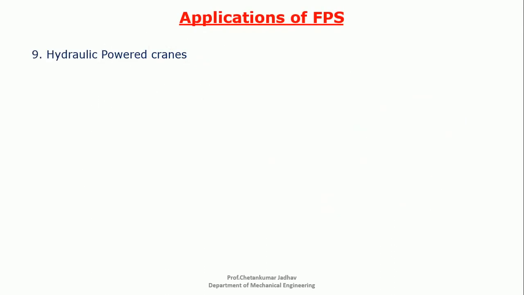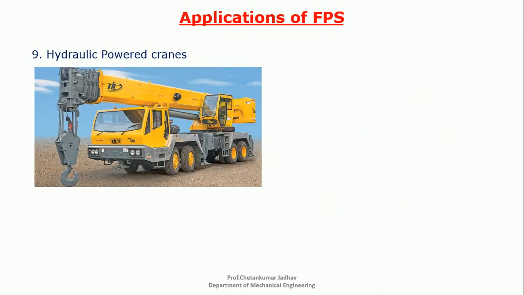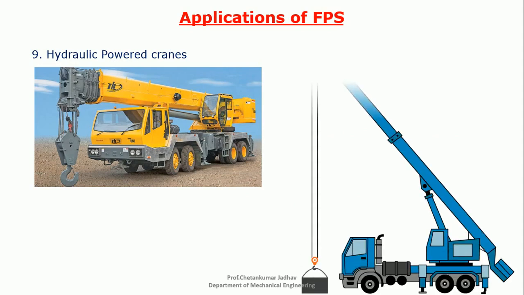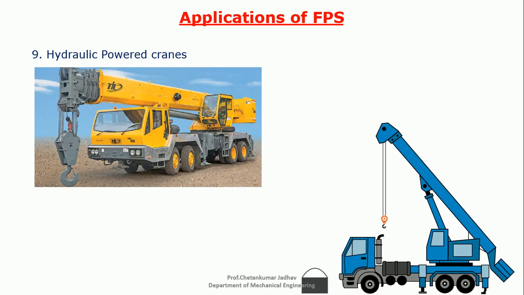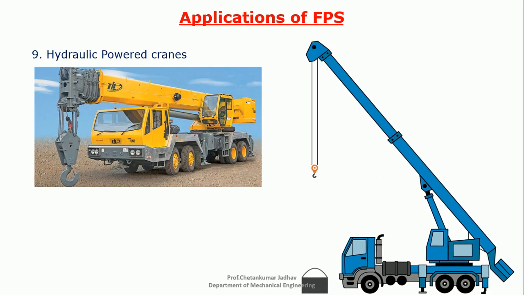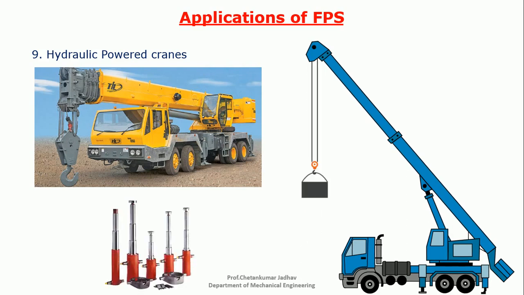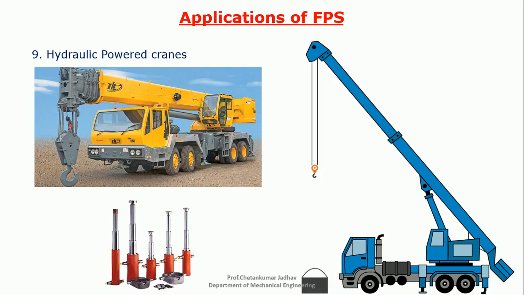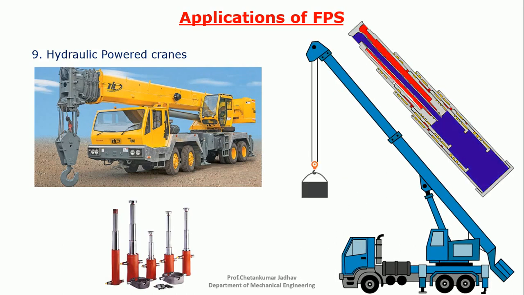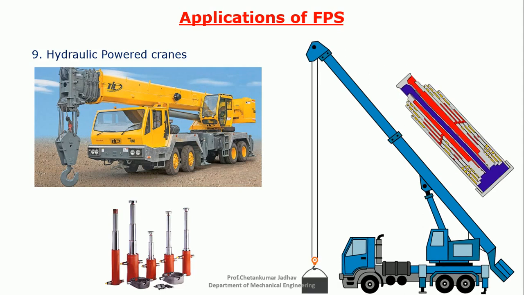Next application is hydraulic powered cranes. Hydraulic powered cranes are used to lift and transfer heavier objects from one location to another in construction of buildings. The hydraulic cranes consist of telescopic cylinders, and these telescopic cylinders are a special type of actuators which are available for applications requiring long extension distances.